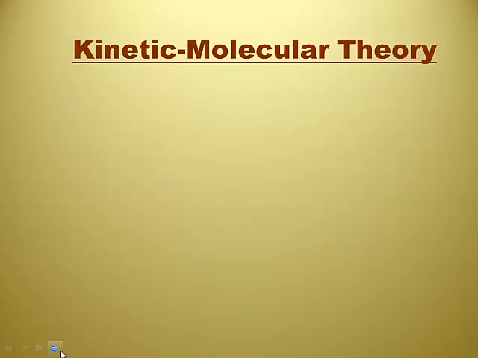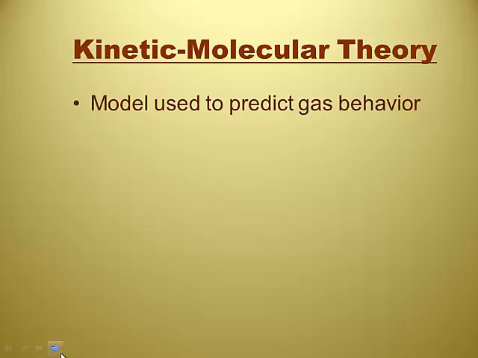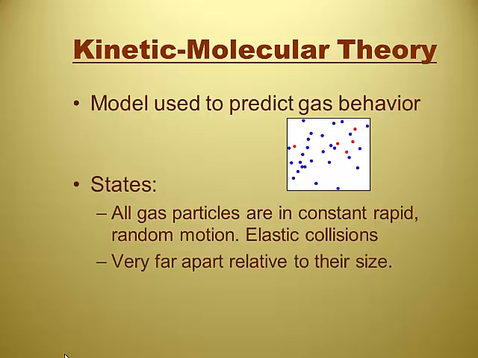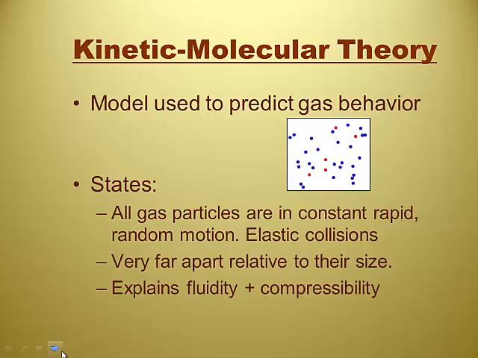Kinetic-Molecular Theory, KMT for short. This was the second thing after properties of gases. It's a model used to predict gas behaviors. Basically it states that all gas particles are in constant rapid random motion, and they have elastic collisions, so they bounce off each other and don't stick. They're very far apart relative to their size, so there's a lot of empty space between the particles themselves. This explains why gases are so fluid and why they're compressible.